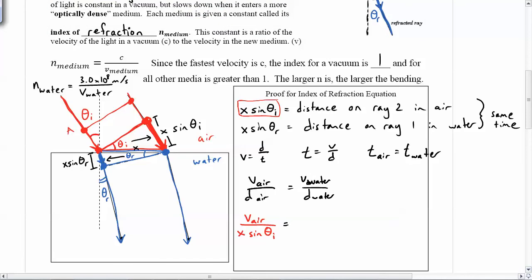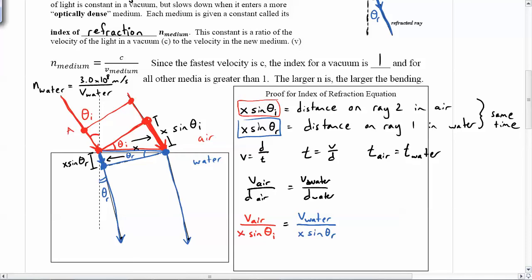The velocity in the water is going to be smaller. Light travels more slowly through water. So does sound. That's why if you talk underwater, it's hard to make out what people are saying. The distance in the water is this one, x sine theta R.